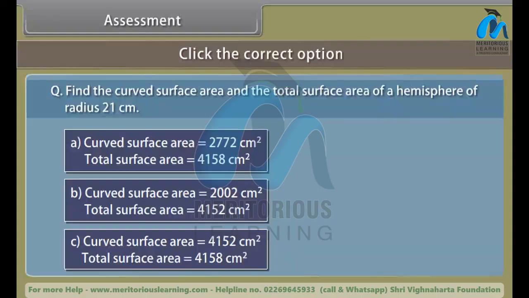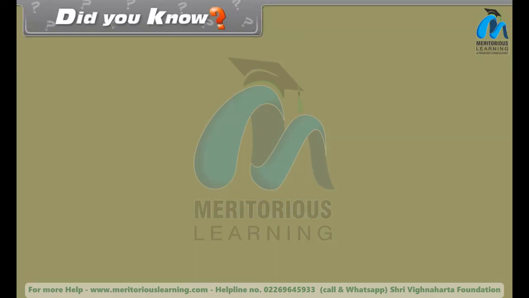Assessment. It's time for activity. Click the correct option.